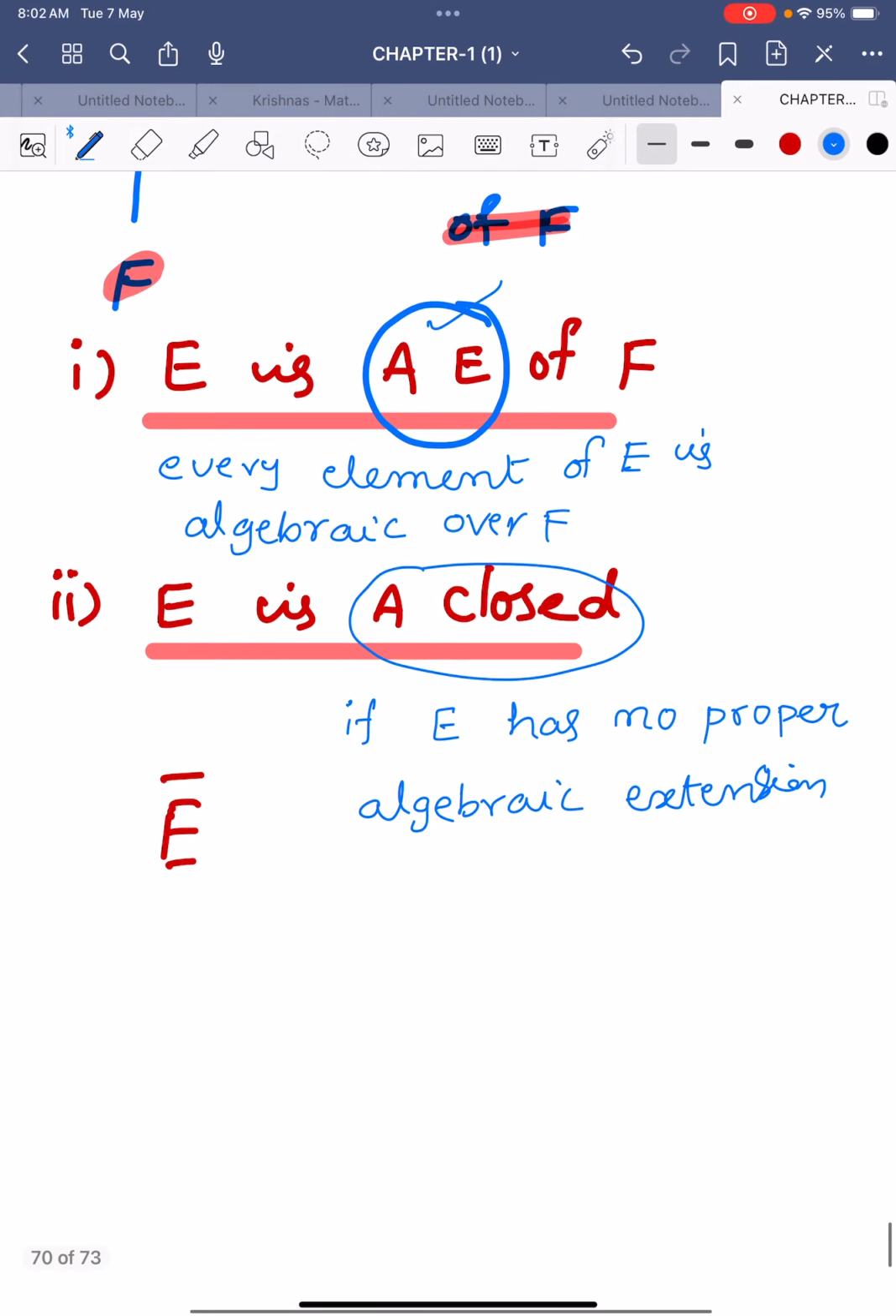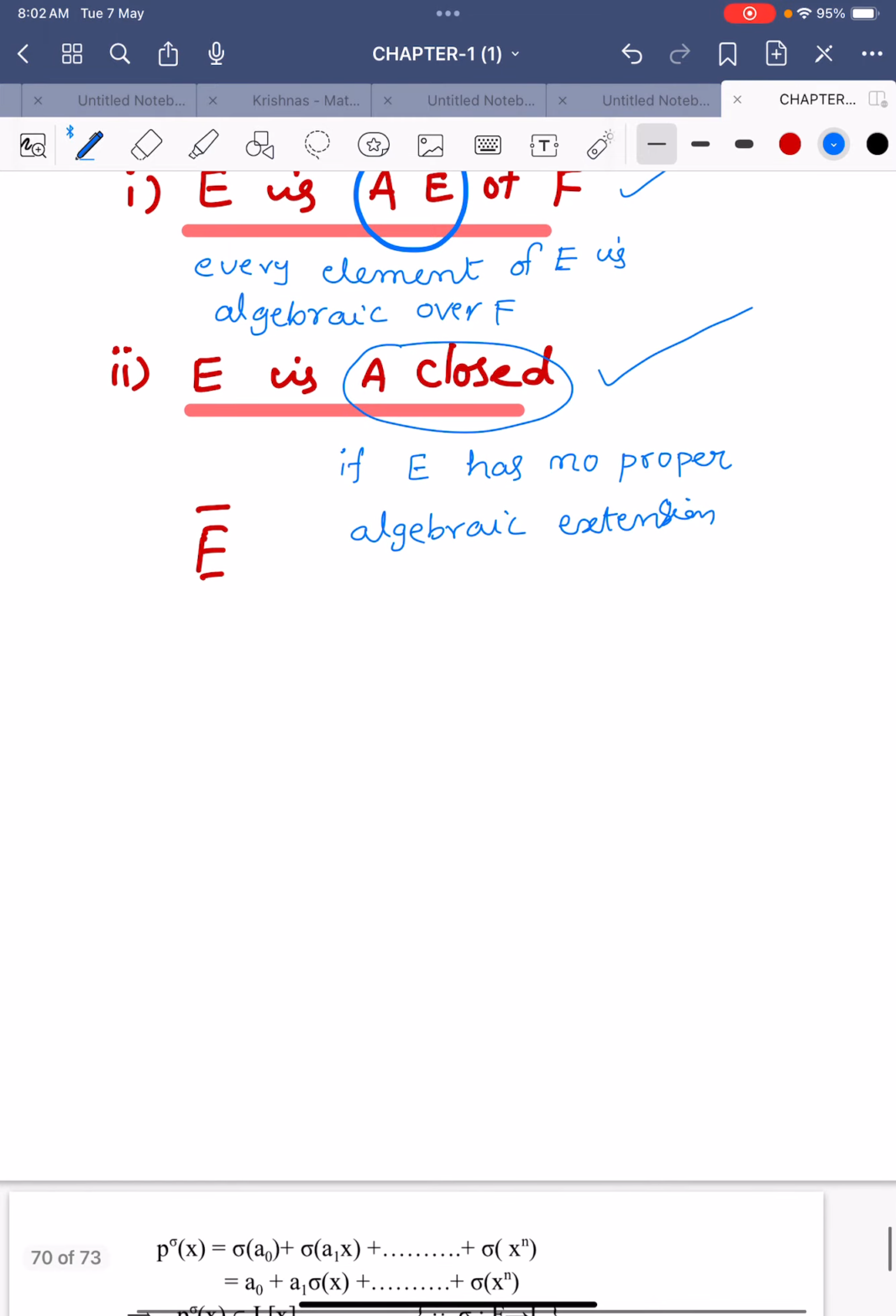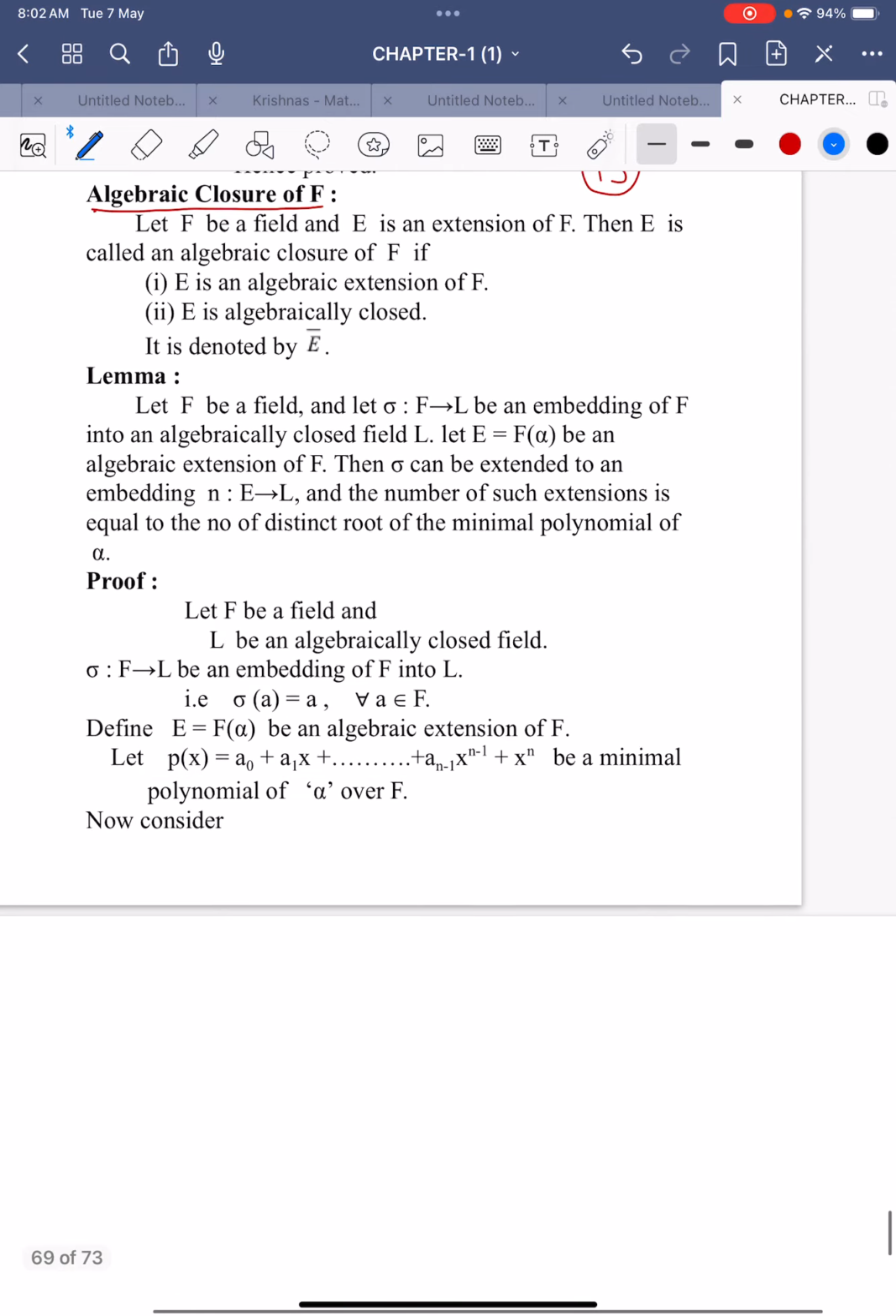So remember the definition well and practice this definition. One of the important definitions. To understand the theory part, you must learn the definitions well. So here the definition is algebraic closure. Capital E is an extension of capital F. Then E is called the algebraic closure of F if it satisfies two properties. First one, E is an algebraic extension of F and E is an algebraically closed field, and the algebraic closure is denoted by E bar. Next we are going to prove a lemma here.